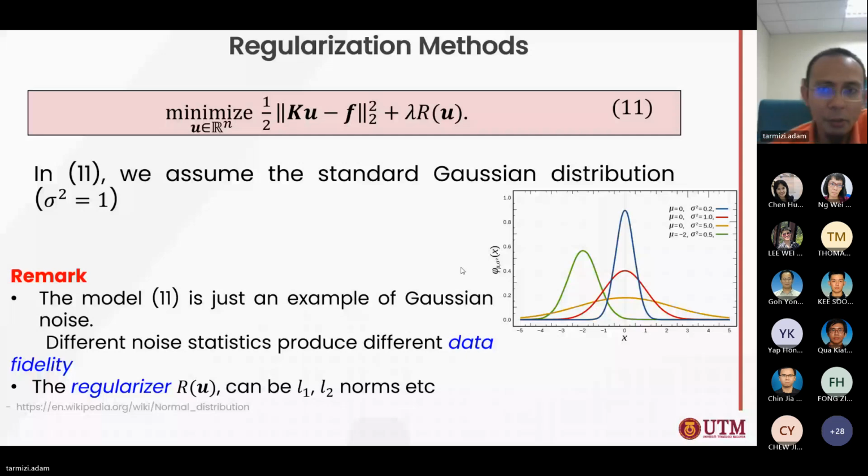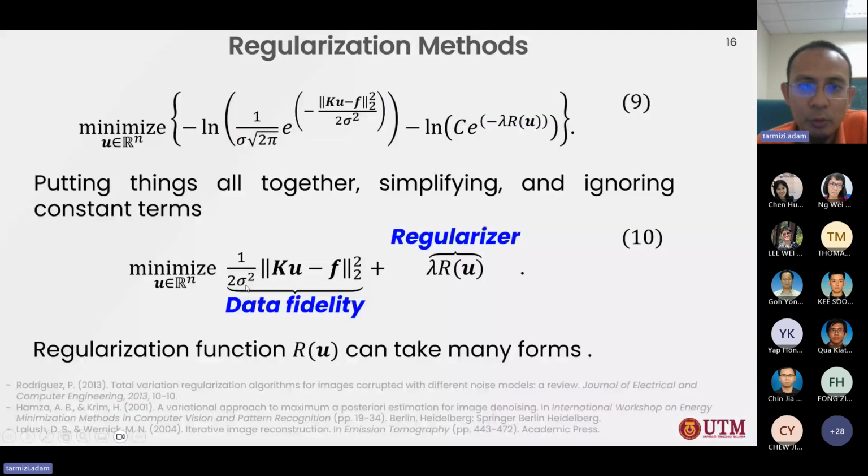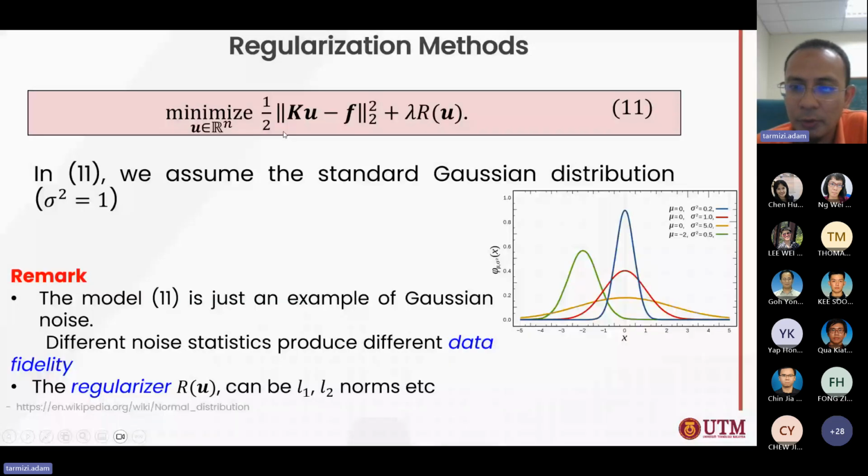So in this case, this equation 11 over here, we assume the standard Gaussian distribution, which is equal to 1 from the previous equation. That's why you have 1 over 2 over here, just the standard Gaussian distribution.